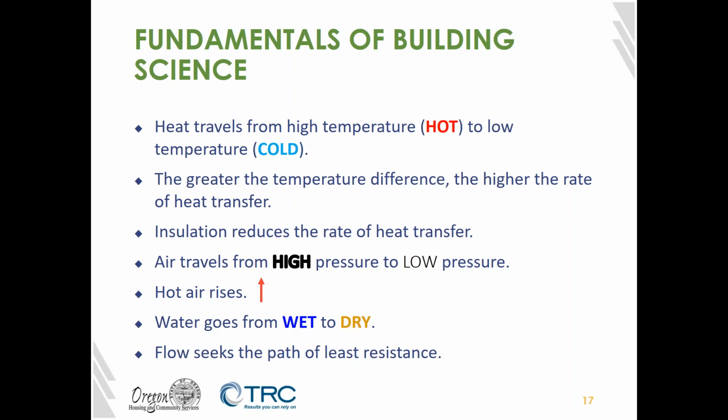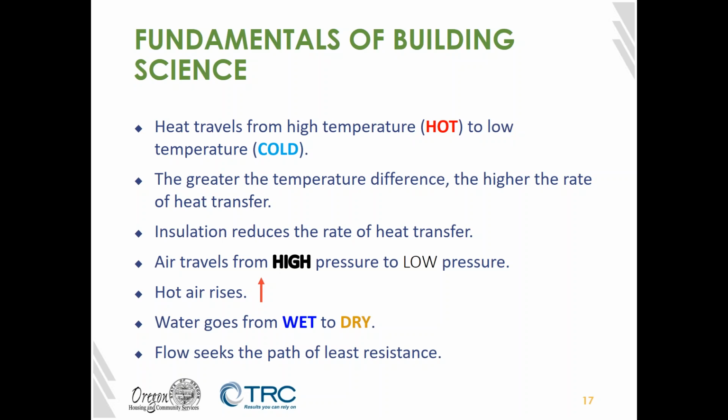If there's a leak in a ceiling, there's a chance that if we open up the ceiling, the leak will be right above there. But there's also a good chance that the water is actually coming from somewhere else entirely, snaking its way via the path of least resistance and then coming out where we're seeing it. So flow, whether it's water, heat, or air, will always seek the path of least resistance. And that's true regardless of what is flowing.